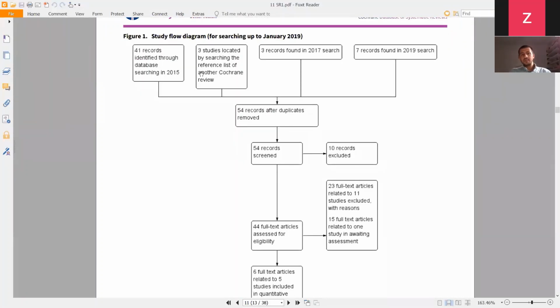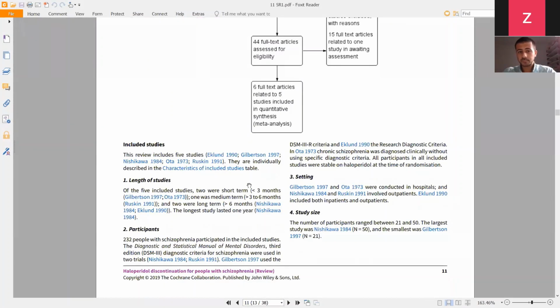Okay, here, this is interesting. Study flow diagram. It's similar to the flow chart. If you remember, we have some participants, we enrolled some of them. Here, we have 41 records, 3 studies, 3 records, 7 records. Then what are we including? We are including studies. Some studies come in, some studies are excluded, but we are working on full studies, not single participants.